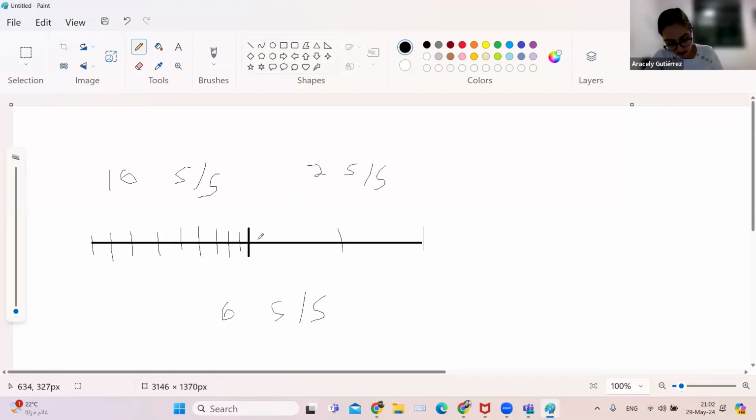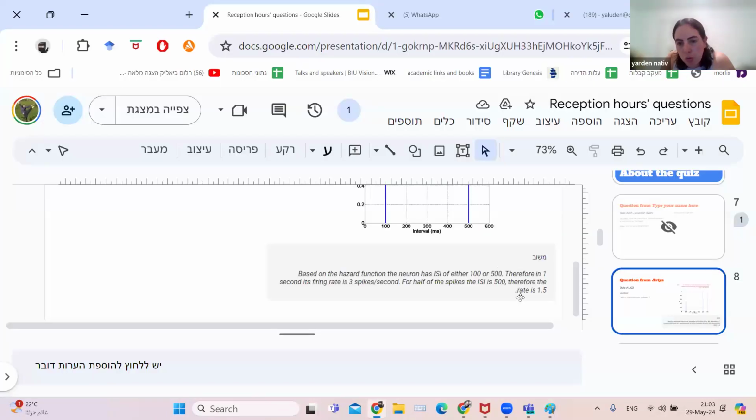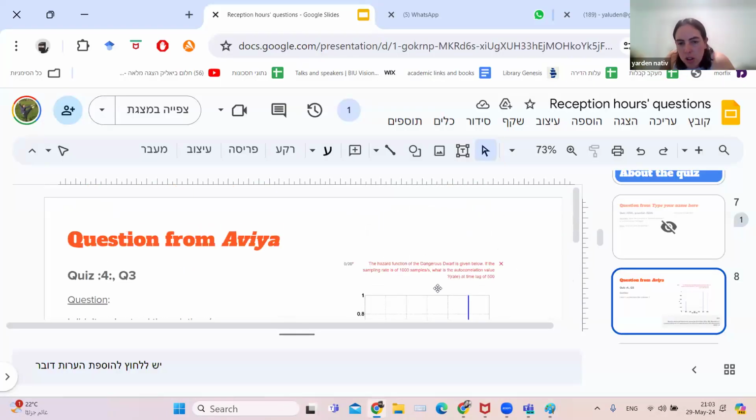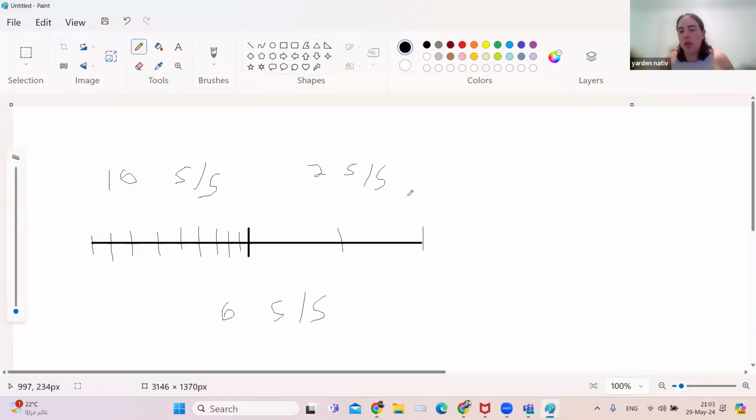Yes. But that's not in 1000. What was the time that we were asked? I was just wondering also. Oh, okay. They don't say what the time lapse is, what the duration of the recording is.